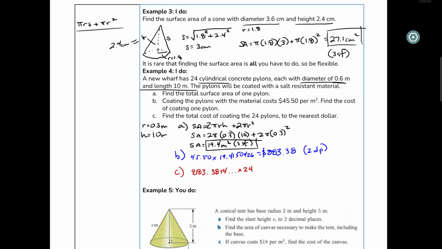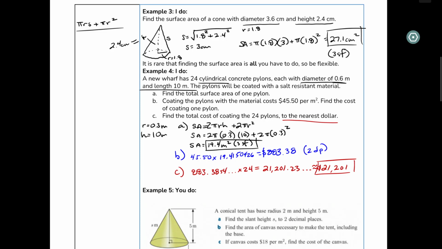And when I do this, if I were to go over to Desmos, I would get a value of $21,201.23, and it would continue to go on and on. But now we need to round to the nearest dollar. So rounding to the nearest dollar is pretty straightforward for us. That's $21,201. And there we have it, rounded to the nearest dollar.